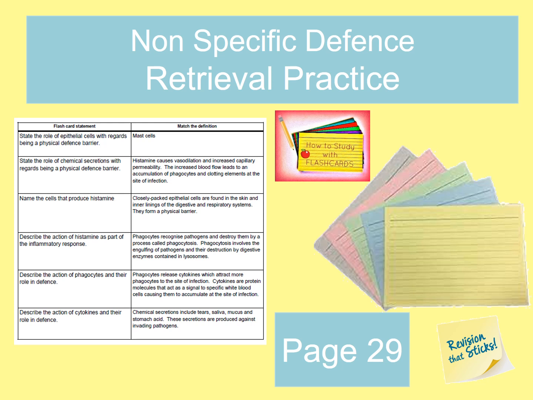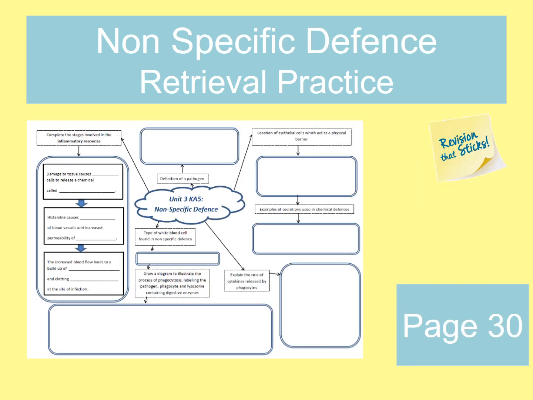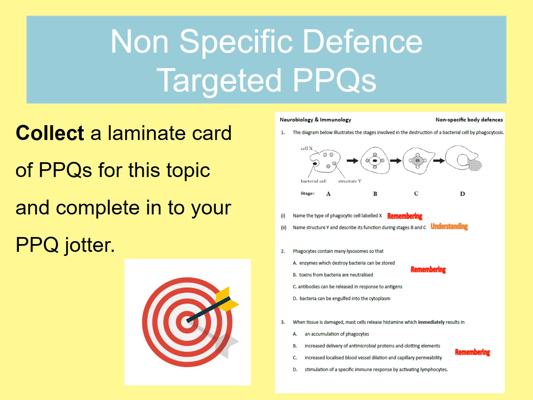We have a retrieval practice flashcards, definitions and terms to be matched up. We have our mind map to be completed after a period of revision. The idea is to be able to retrieve the information from your long-term memory here and not just copy it from your jotters. And in class or via Teams, you have a variety of targeted past paper questions under the heading of non-specific defence.